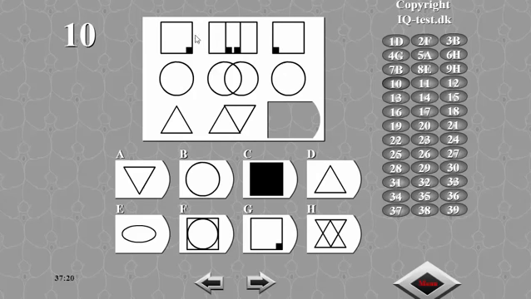In this one, we have the middle section is a combination of the left and the right. So this one and this one combines into this one. So we have a triangle here, and we need this triangle to combine. So it's A.